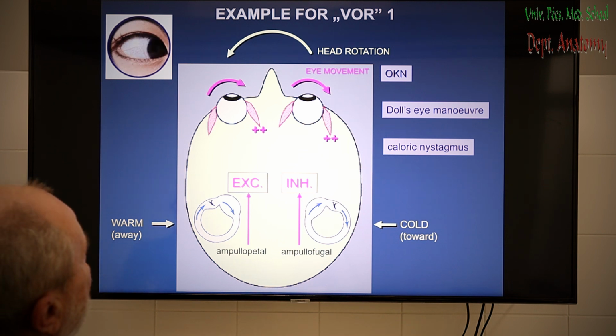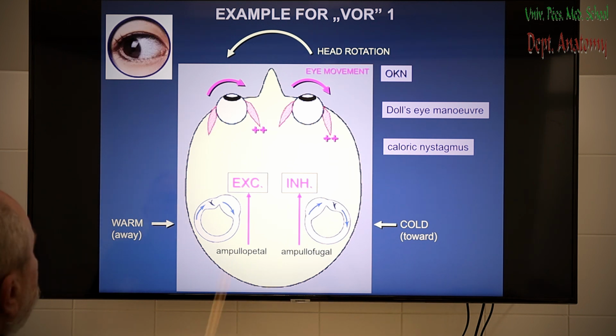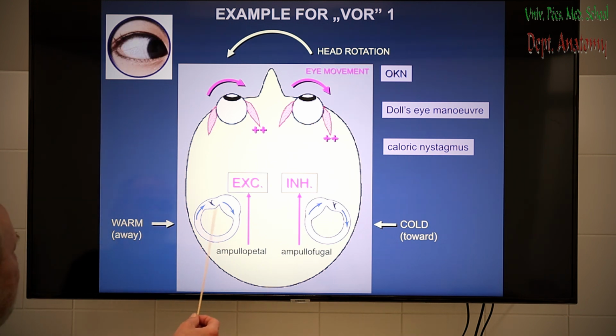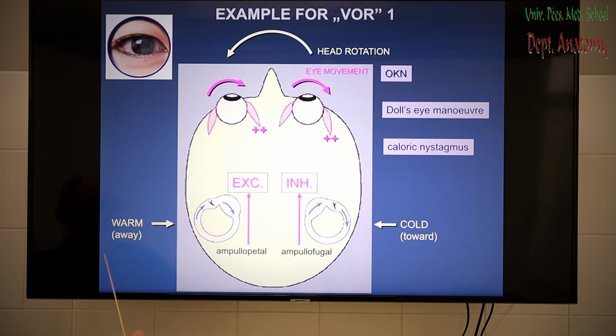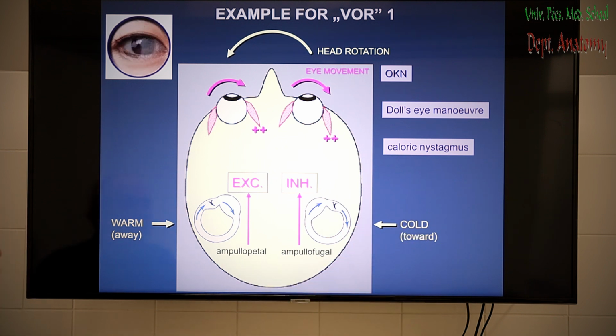And the other important investigation method is the investigation of caloric nystagmus. Putting warm water into the external acoustic meatus is the same stimulus for the receptor cells as movement towards the left, to the same side. So there is excitement in the left ampullary crest, and the result of the reflex is turning the eye to the opposite side.